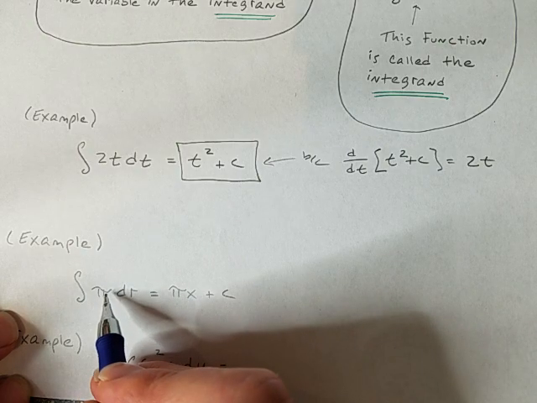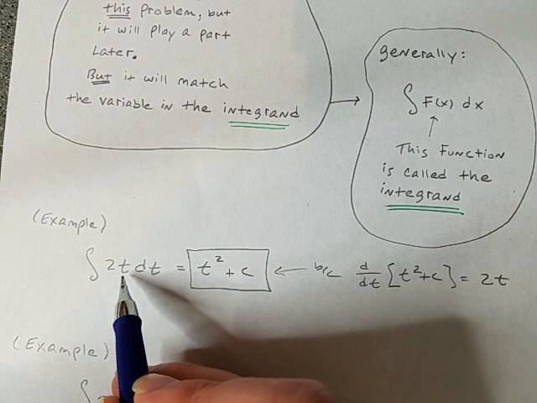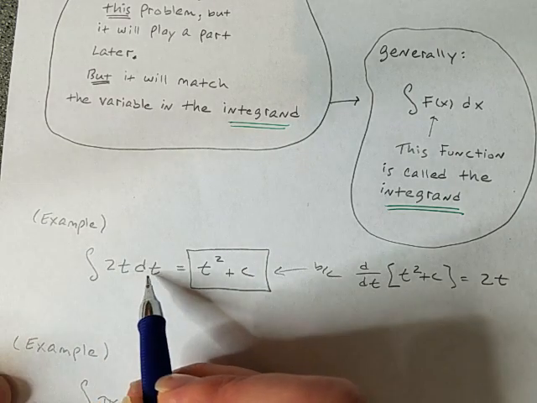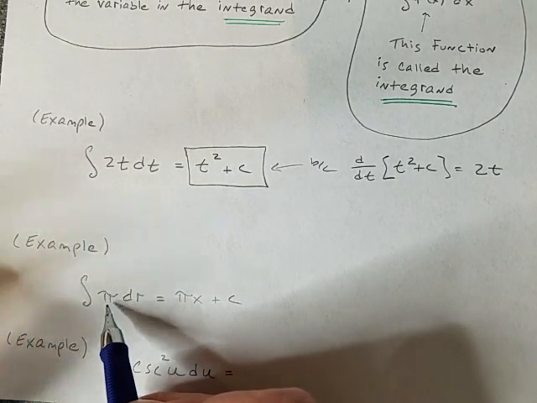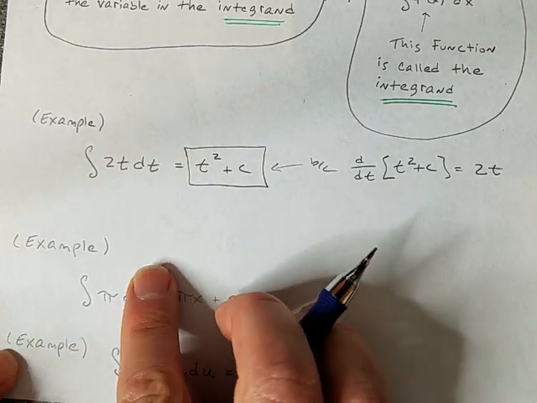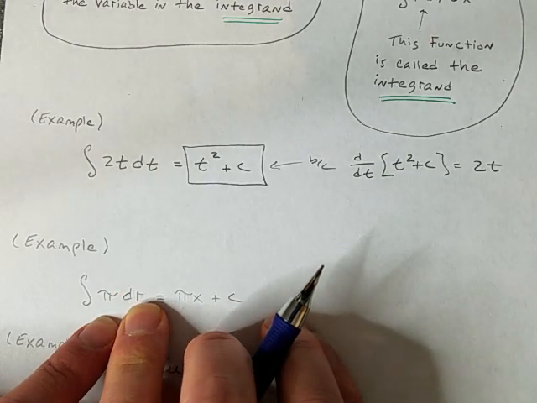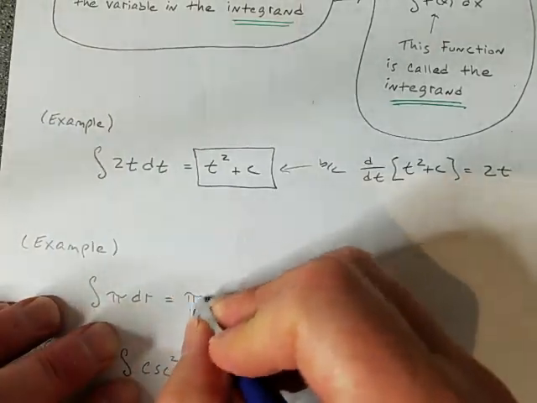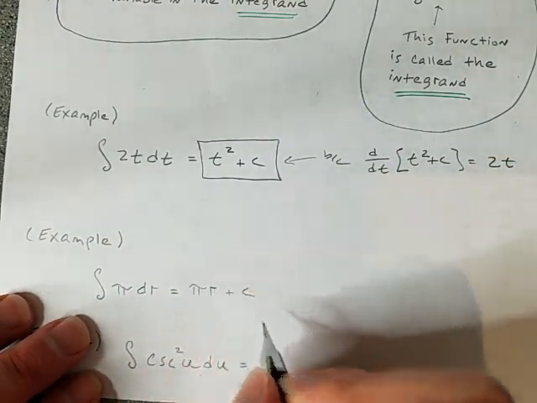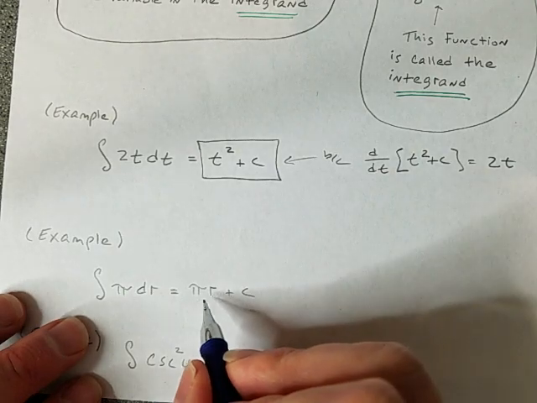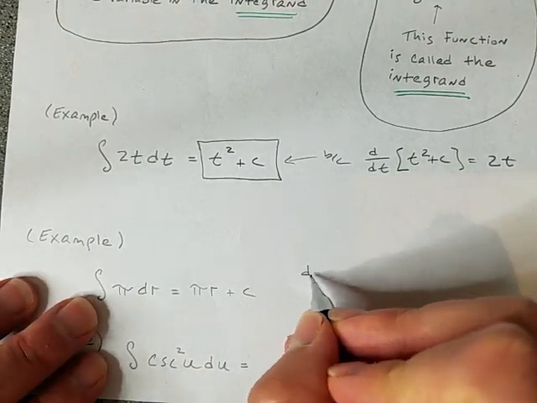Now, pi being just a constant, you'd have no way to know. Like this 2t, t is the variable, dt is the differential. Here, pi is a constant. If that's all you had, you wouldn't know what the variable was. But dr says the variable that we have is r. So here's my antiderivative. It's pi r plus c. What's the derivative of pi times r plus c? Pi is a constant.